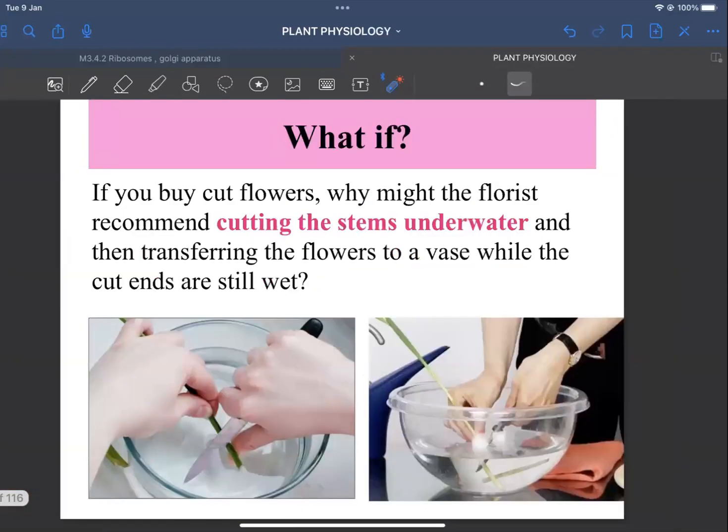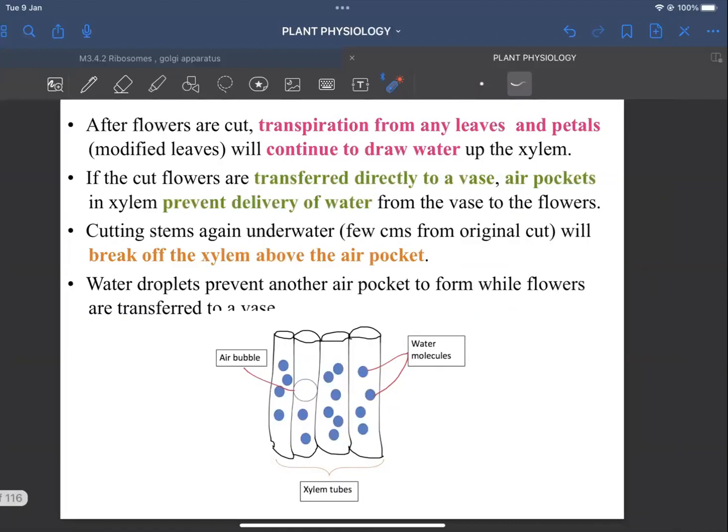So what if you buy cut flowers? Why might the florist recommend cutting the stems underwater? You are not going to cut above the water, but inside the water. Why? Because the cut ends are still wet. There are answers over here.